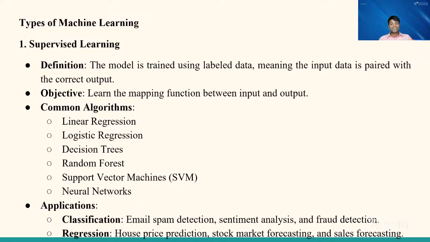Now classification is, for example, email spam detection. Here there are only two classes: either it's spam or not spam, or ham, H-A-M. So it's a binary classification problem. Sentiment analysis, whether the person is happy, sad, or neutral, or overjoyed, is a multi-class classification problem. And fraud detection, whether the transaction is a fraud or not.